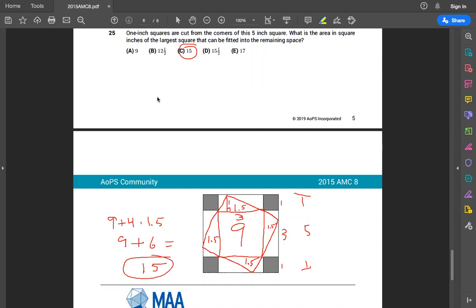That's a pretty cool way to do this problem. We don't have to try to find the side length of the square. This is obviously a bit easier, right?